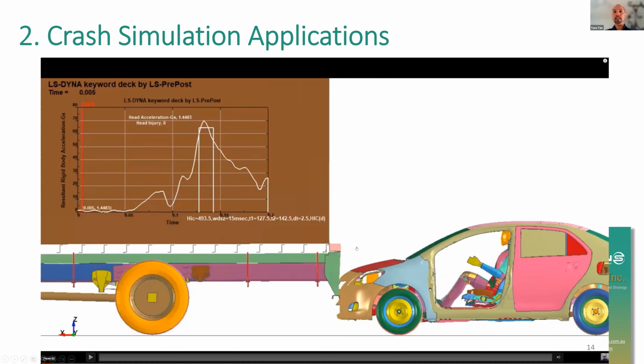So this is a Toyota Corolla impacting the rear of a truck. And the reason why you see different colors is because these are elements that have been used to build up the vehicle itself. You can see that even the seat has a lot of detail as well. So it's not just a seat. You basically pull apart the seat and reconstruct it in the virtual world. Hence, it's a very, very time-consuming process.